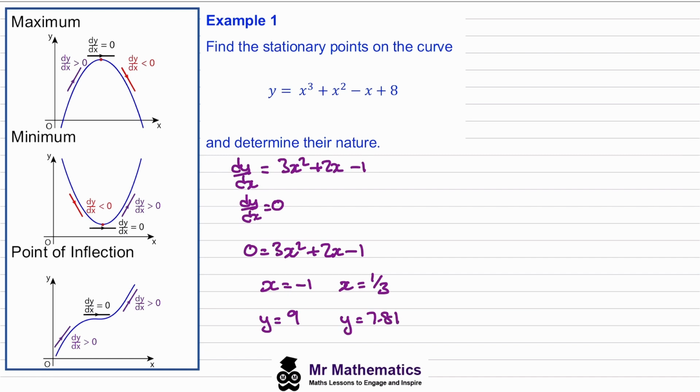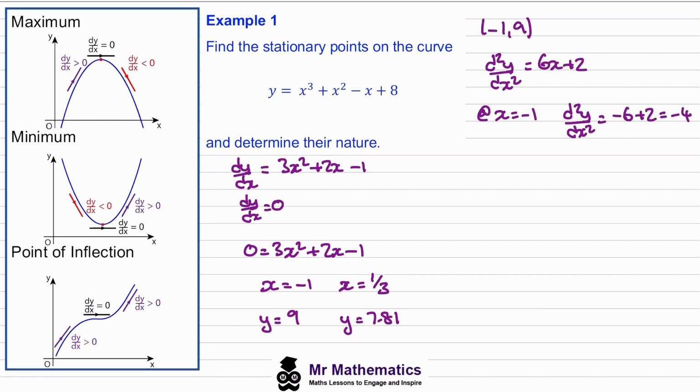So to determine the nature of a stationary point at -1 and 9, we need to differentiate this again to find d squared y over dx squared. And this will give us 6x plus 2. Then we substitute in x equals -1. So this will give us -6 plus 2, which is -4. What we say is, because the second derivative is less than 0, this must be a local maximum.